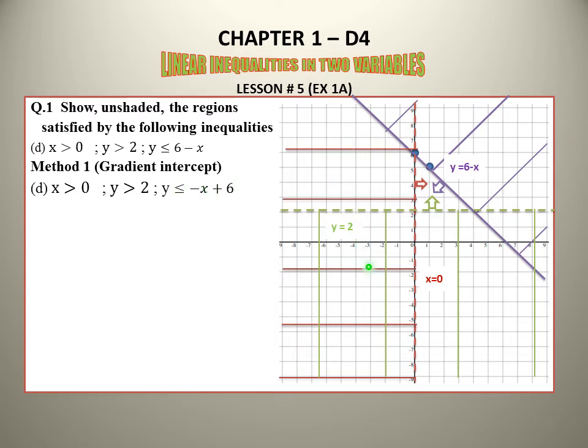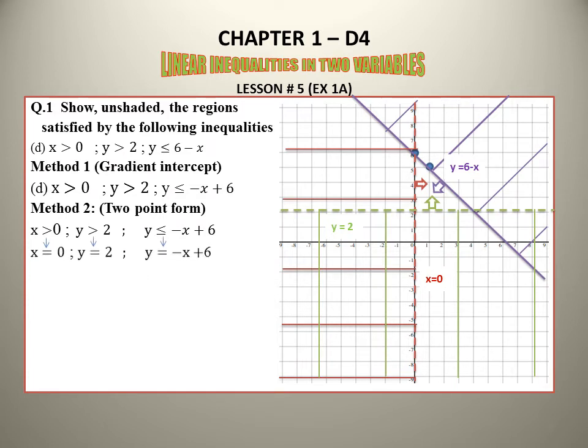If you take any point in this region, that point will satisfy all the inequalities. So this is method 1, which is simple, using gradient intercept. Now we draw the same graph by using method 2, you can see this.